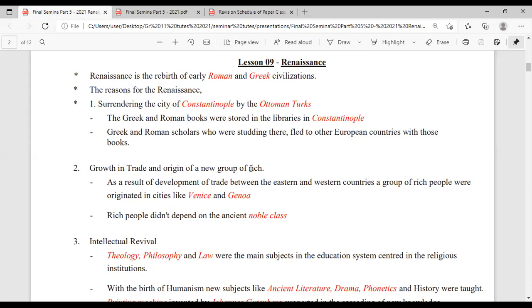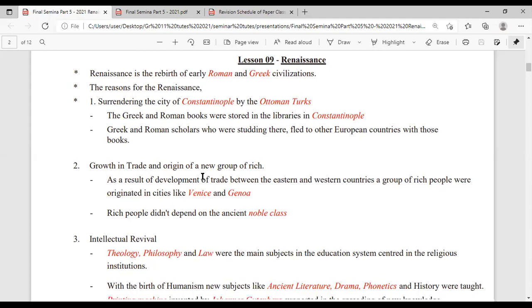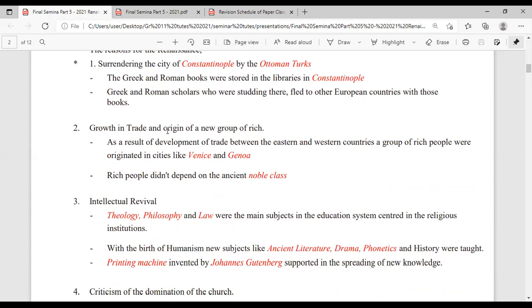Growth in trade and the origin of a new group of rich. Second reason. Why had this trade developed? I told you, at the end of the Crusades, those slaves or common people who were living in the feudal lands came to cities. They had gone for the war and returned. Though they did not die, they returned. They did not return to their slave lands. They started trade activities. They became rich. They paid the nobles and got released from slavery. Then they started trade and became rich.